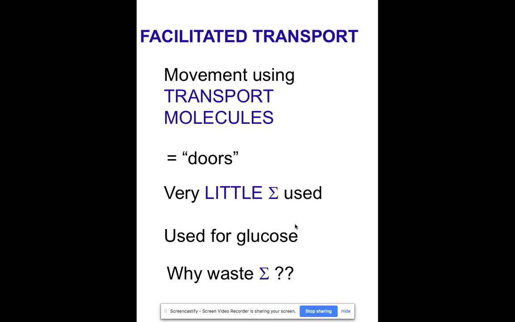And one thing to consider is this: is it worth spending just a little bit of energy in order to get your glucose across? The answer is yes, and we'll get to that later in the year when we do cell respiration.